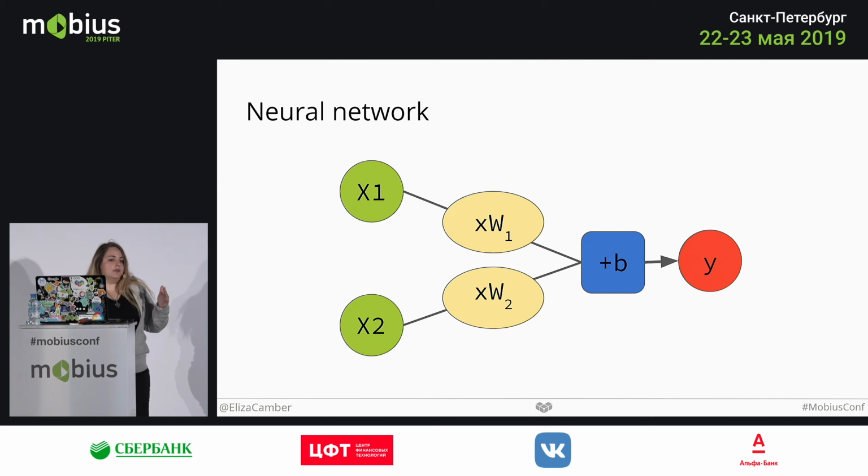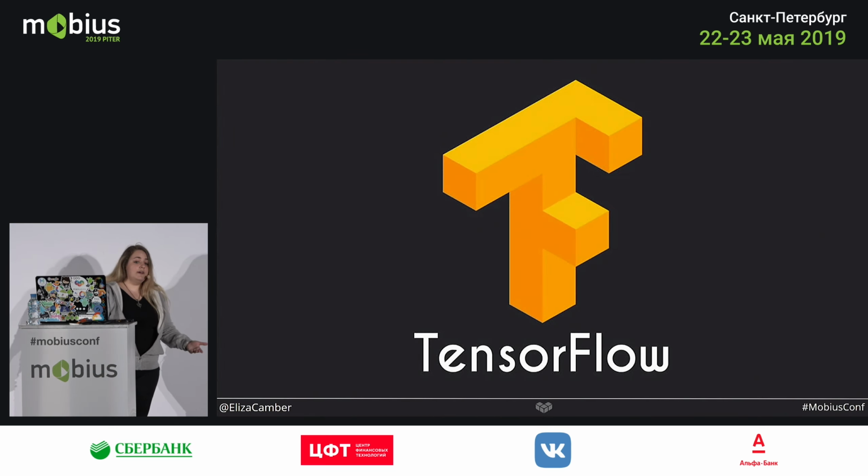So a neural network looks pretty much like this. We have the inputs, which is the X. We multiply it with some weights, which is a W. And then we add some biases, and then we get the output. How do we do that? Well, we chose TensorFlow. TensorFlow is an open source platform, and it's very active. It has an active community, and it makes your life much easier because of all the APIs that they have.